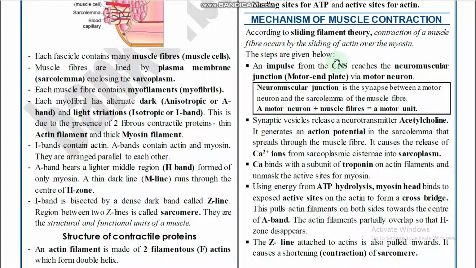What types of changes or steps take place in the mechanism of muscle contraction? An impulse from the CNS reaches the neuromuscular junction via a motor neuron. See, first step, muscles are excitable. Muscles are excitable when they give responses. Whenever muscles receive nervous stimulation through the neurons, only then do muscles respond to the stimulus; that is called irritability. So before contraction, the muscle receives a nerve impulse from the nervous system through the neuron. An impulse from the CNS reaches the neuromuscular junction, NMJ, that is called the motor end plate, via motor neuron.